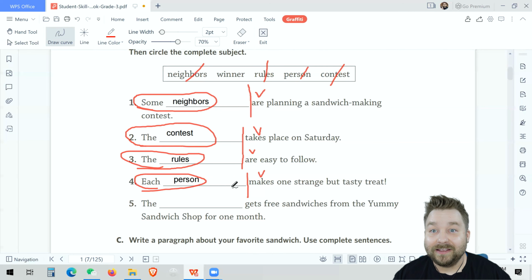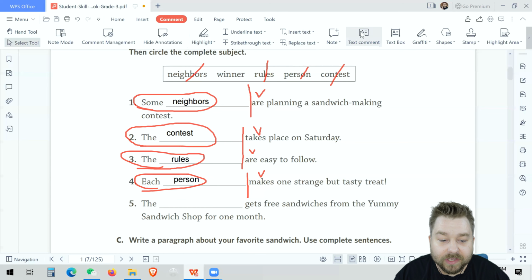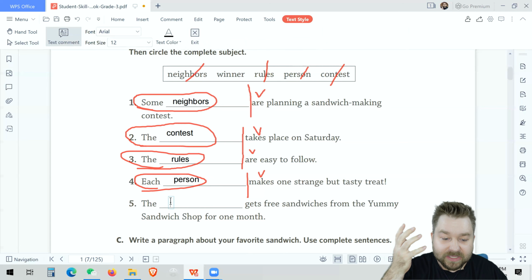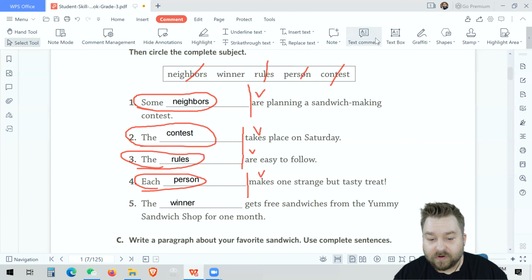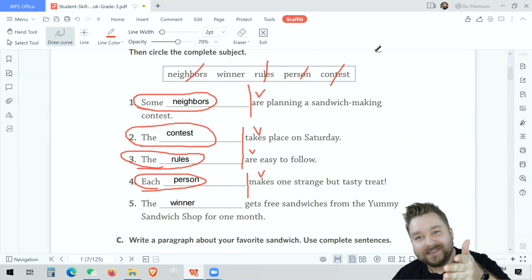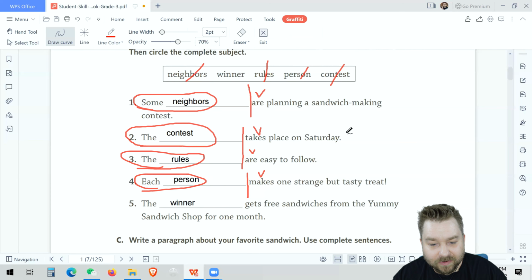I'm just looking at the computer now, right? No big deal. Number 5. The gets free. Well, it's one choice, right? So the winner, right? The winner gets free sandwiches from the Yummy Sandwich Shop for 1 month. That sounds pretty nice. I wouldn't mind that. Now let's find our verb. What's our verb? Get. See, you already see it. You see the pattern here, right? Super easy.